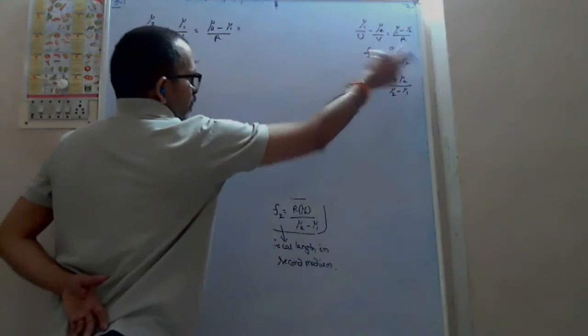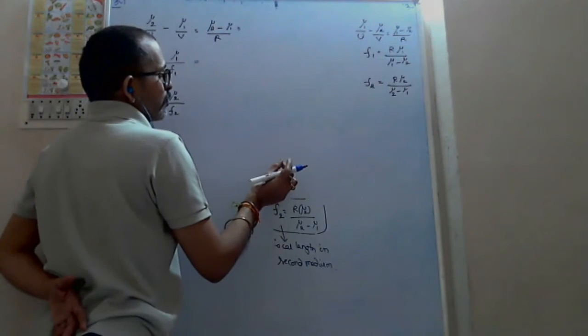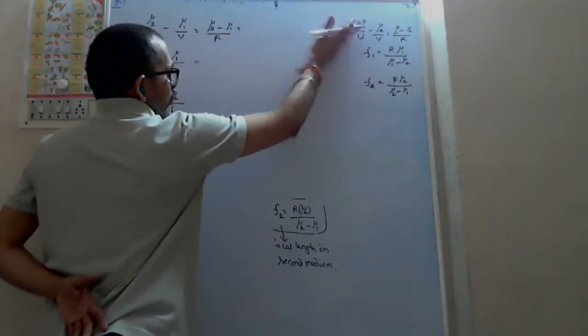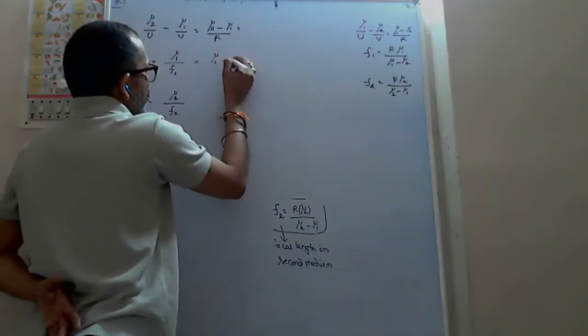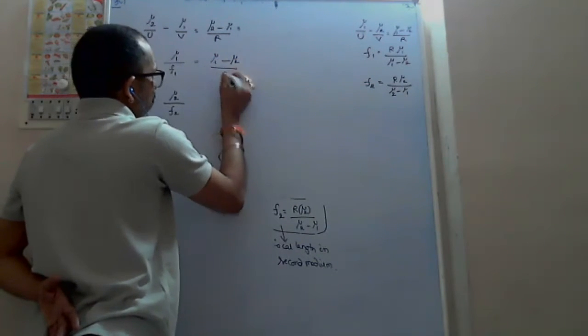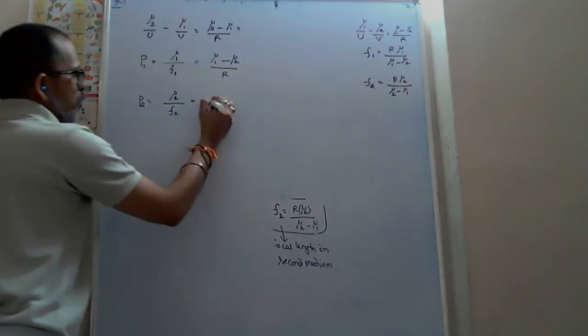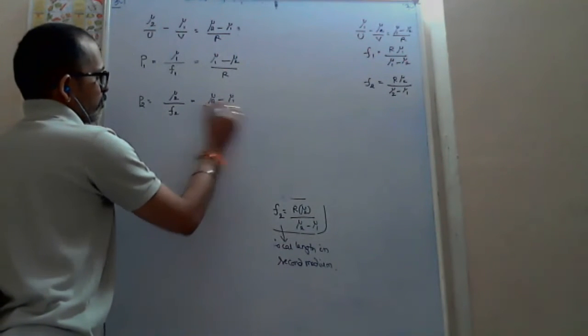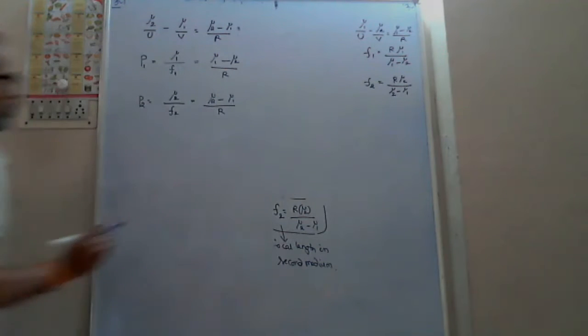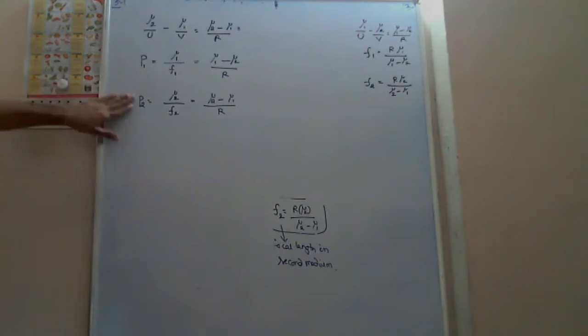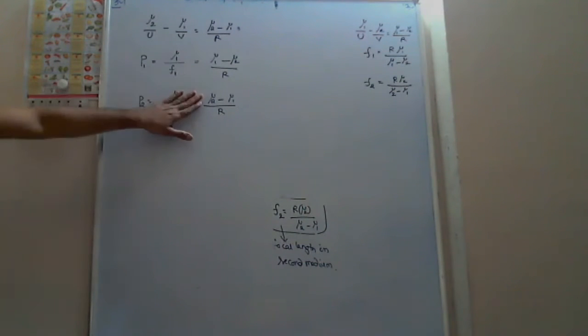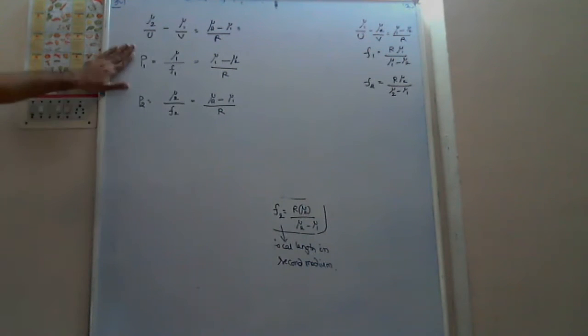mu1 by f1, mu1 minus mu2 by r. Very good. Here it is mu1 minus mu2 by r, and here mu2 minus mu1 by r. Okay? If you see here, just the sign is changed, but look, both the powers are equal.